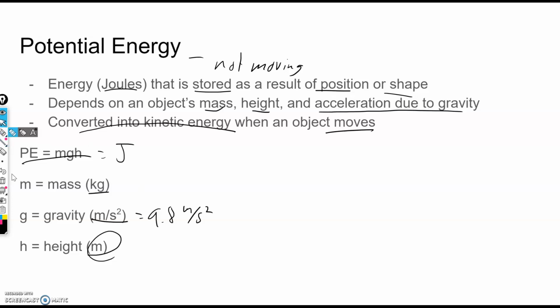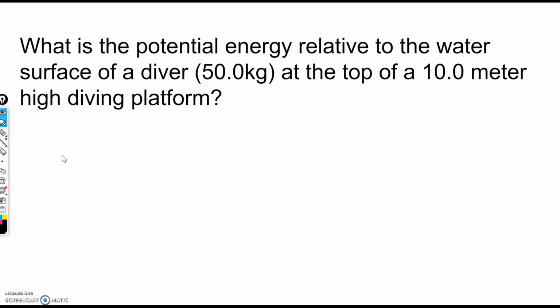All right, let's look at an example. What is the potential energy relative to the water surface of a 50 kilogram diver at the top of a 10-meter high platform? So it's basically saying here's the pool, here is the platform, and here's our little guy. It's asking what's his potential energy at the top, before he even starts moving?